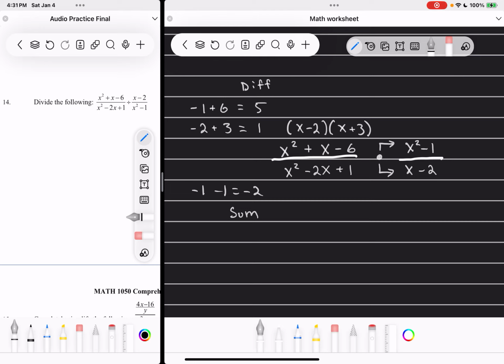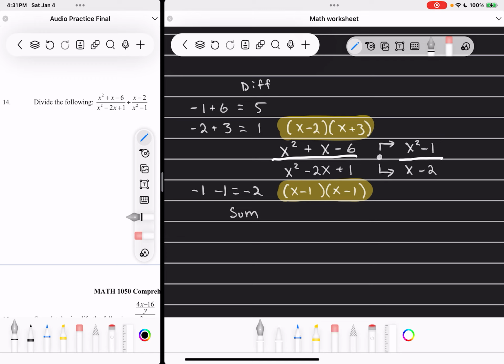So same thing, we're going to create two binomials: x minus 1, x minus 1. And we're going to set that aside. I'm going to highlight real quick what our current answers are, just for clarity's sake.